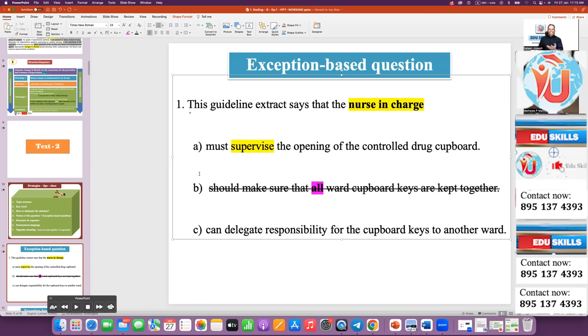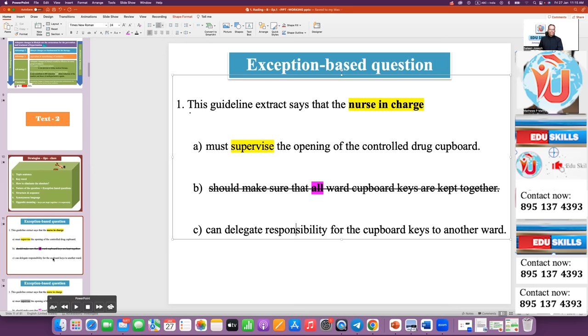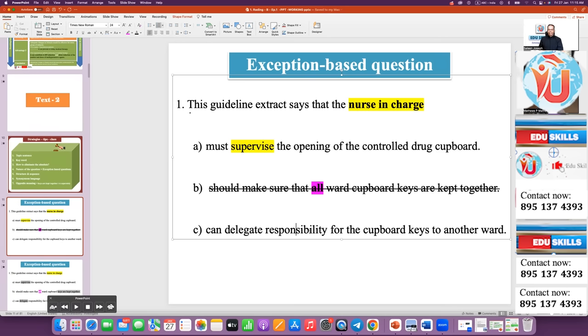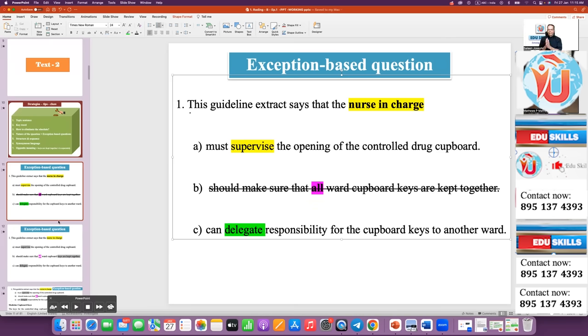Okay. Anyhow, there is some problem with the first option. Let's see whether the third option is correct. The third option, what is the keyword here? Delegate responsibility. Delegate is the keyword. Delegate responsibility is the key phrase. Okay. So your presumption is that third one must be correct, right? Yes.